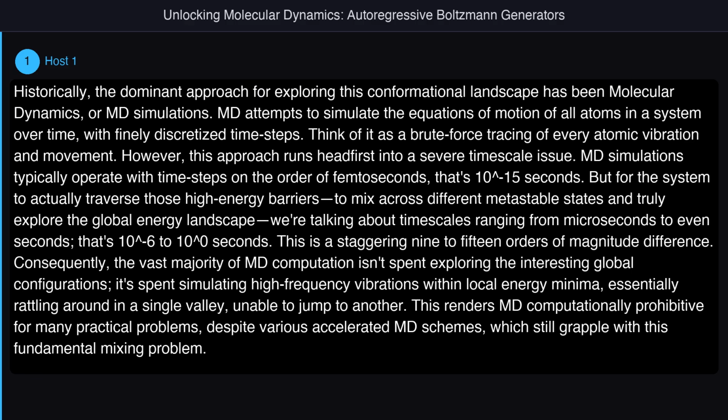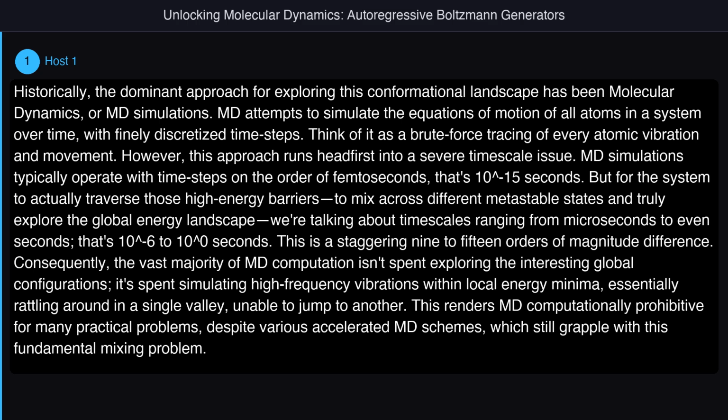Consequently, the vast majority of MD computation isn't spent exploring the interesting global configurations. It's spent simulating high-frequency vibrations within local energy minima, essentially rattling around in a single valley, unable to jump to another. This renders MD computationally prohibitive for many practical problems, despite various accelerated MD schemes, which still grapple with this fundamental mixing problem.